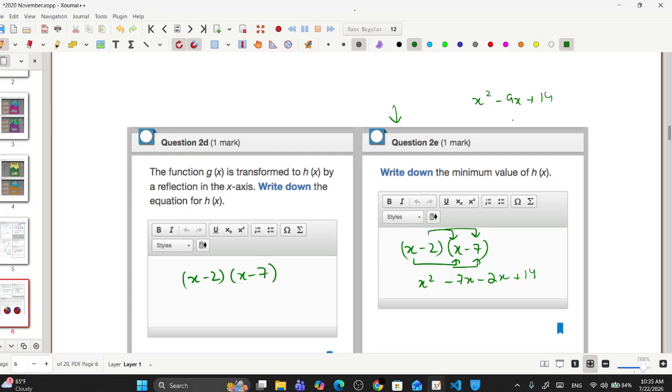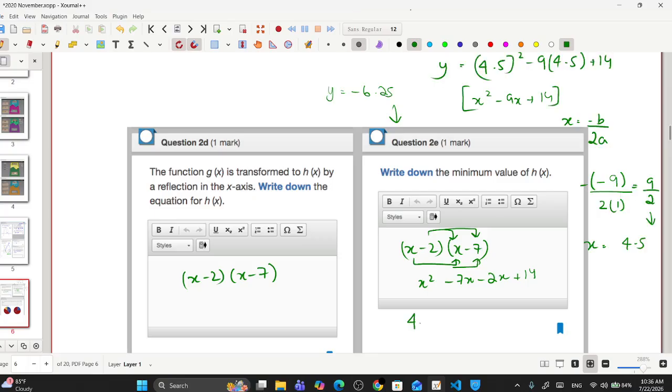So if you were to solve this part, 4.5 squared minus 9 multiplied by 4.5 plus 14, I get an answer of y equals minus 6.25. All right. So the minimum value, the turning point, is 4.5 comma minus 6.25. Once again, parts of it are the ones that you're going to be able to solve.